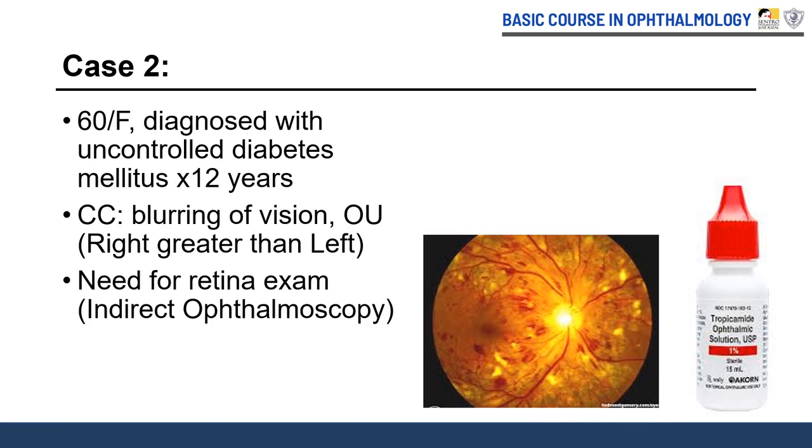Case 2 is a 60-year-old female diagnosed with uncontrolled diabetes mellitus for 12 years. She consulted for blurring of vision on both eyes, right greater than left, and needed a retina exam. Before you can do indirect ophthalmoscopy, you have to first dilate the pupil.